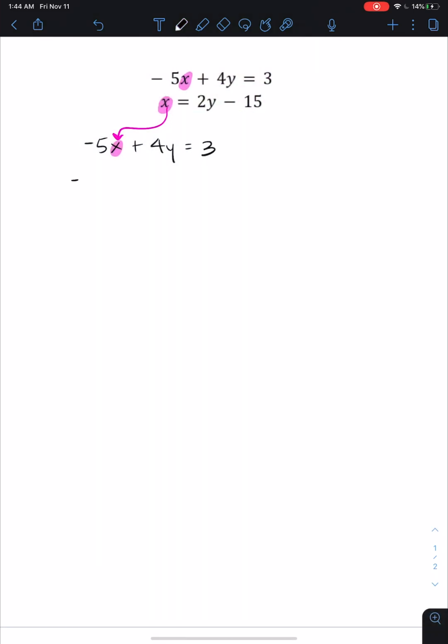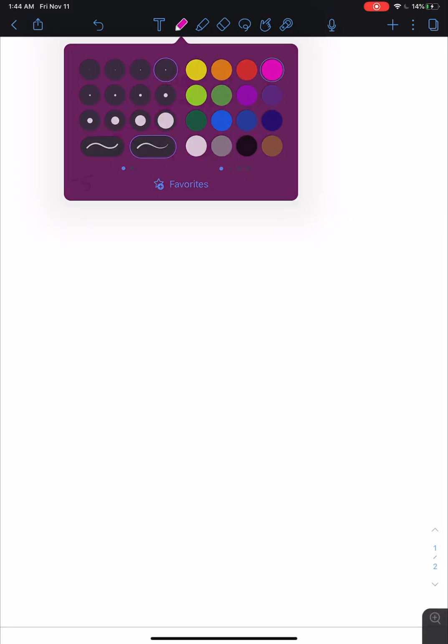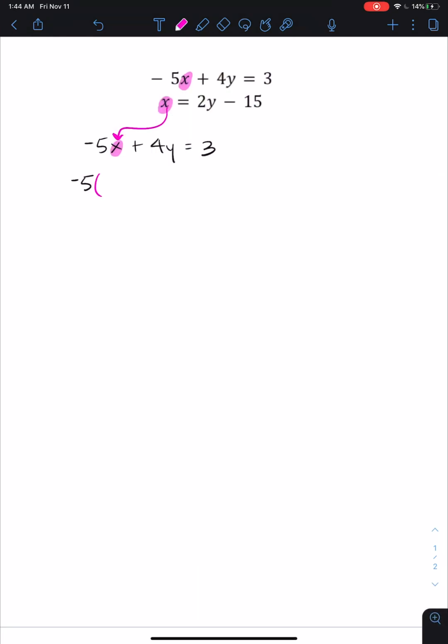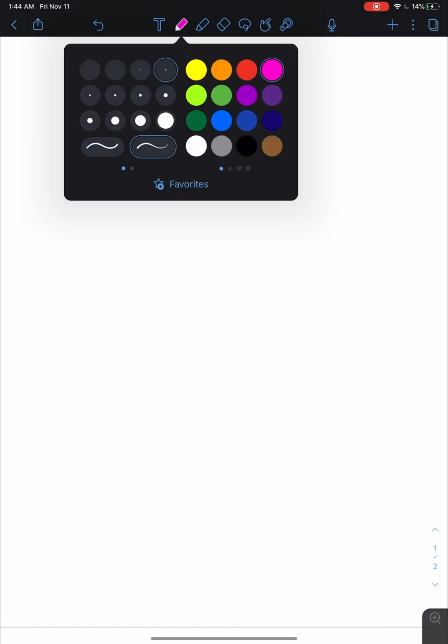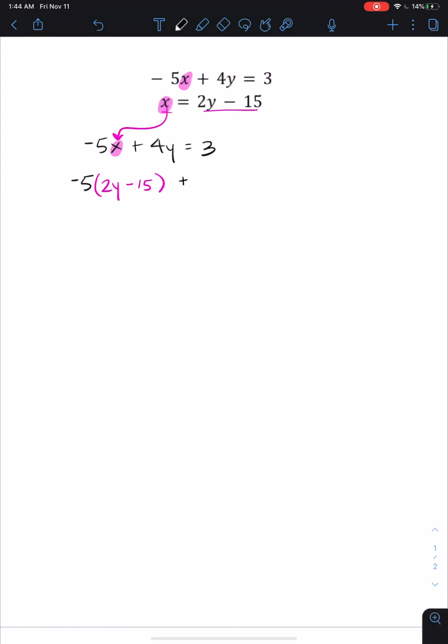So we're left with negative 5 times, and I'm going to put it in parentheses, in place of x, we're literally substituting what x is equal to. Since these two parts of the equation are equal to each other, we can replace them for one another, plus 4y is equal to 3. And now after I've substituted in, I have an equation that has only one variable, and now we just need to solve for that one variable, y.